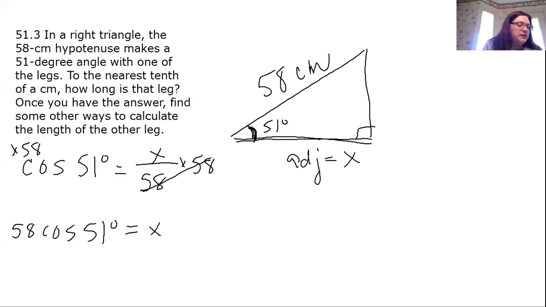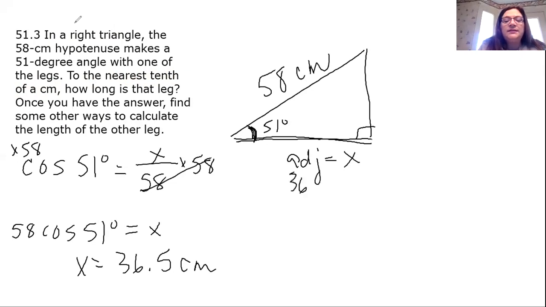And on my calculator, and I'm using a phone, so 51 cosine times 58 equals, x equals 36.5. Wait, it says to the nearest tenth of a centimeter. Nearest tenth, I'm going to look at my calculator. It says 36.5000. So it is 36.5, tenth is one place. Centimeters.